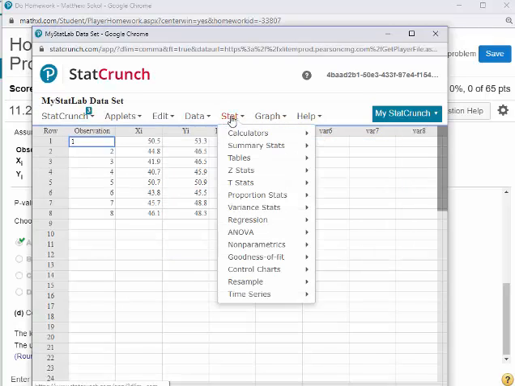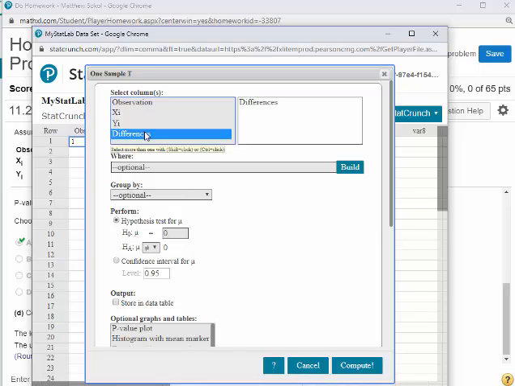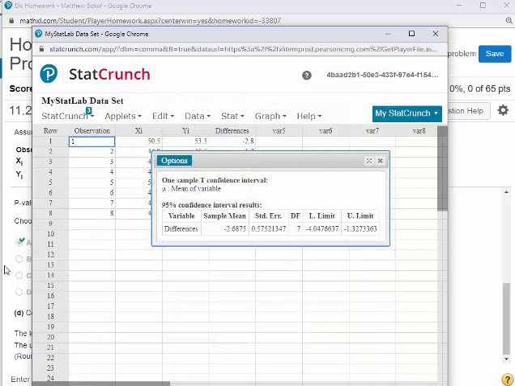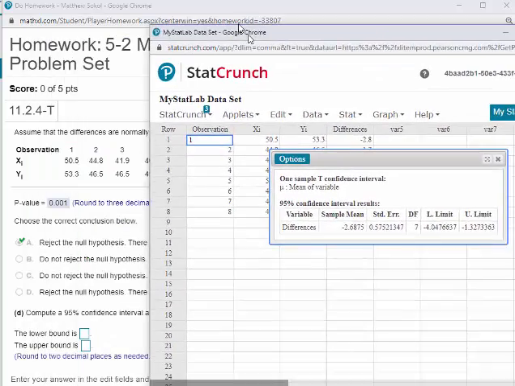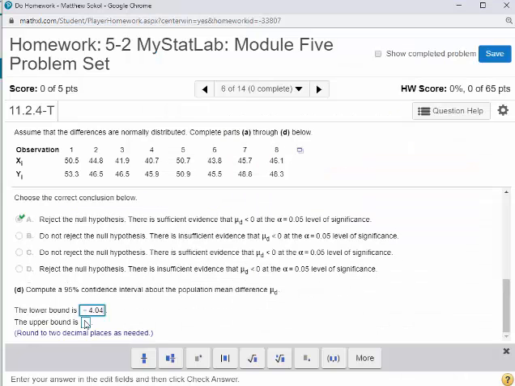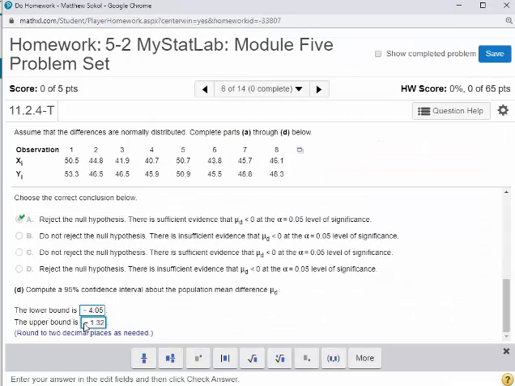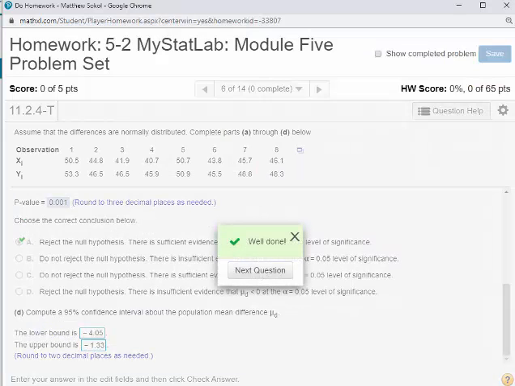Loading that back up into StatCrunch, you go Stat, T Stat, One Sample with data. You're going to click on the differences. You want the confidence interval right here, and you have it right here. The problem said round to 2 decimal places. So the lower bound is going to be minus 4.05 when I round it, and the upper bound to 2 decimal places is going to be minus 1.33 when I round it. I got it.